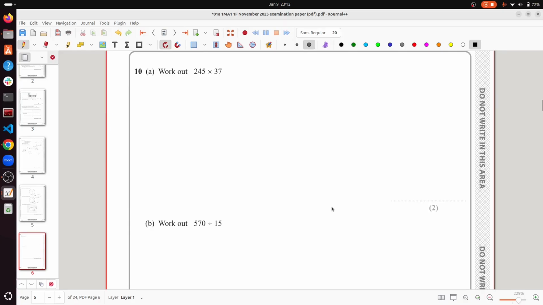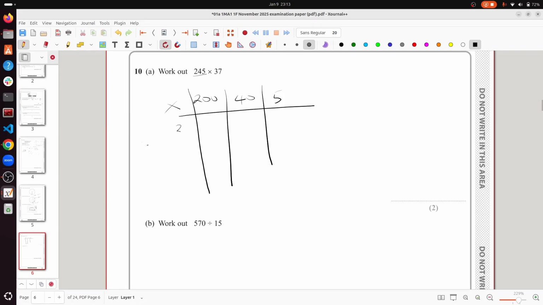work out 245 times by 37. So for this one, I am going to give us two ways of solving this. For 245, I'm going to put 200, I am going to put 40, I am going to put 5. And then I'm going to multiply by 30 and 7. So this is my grid method.